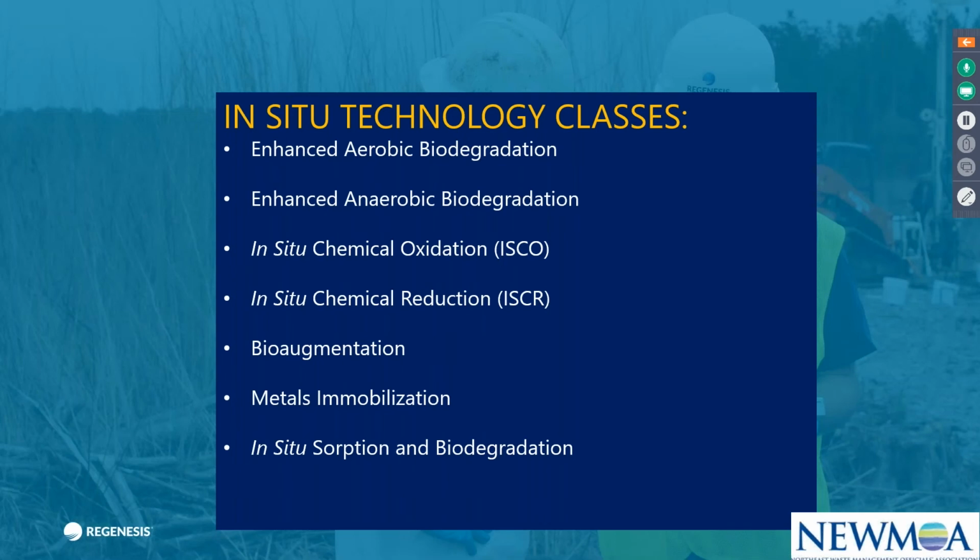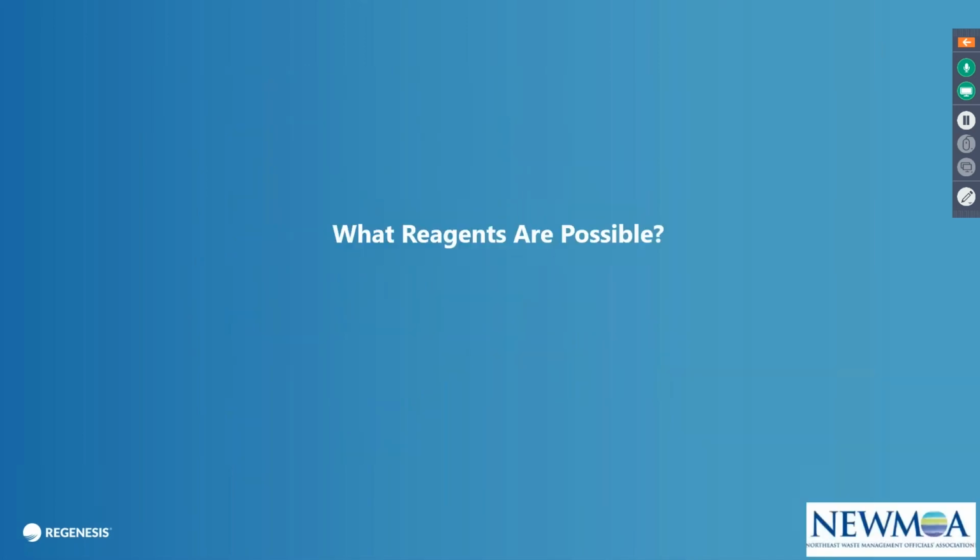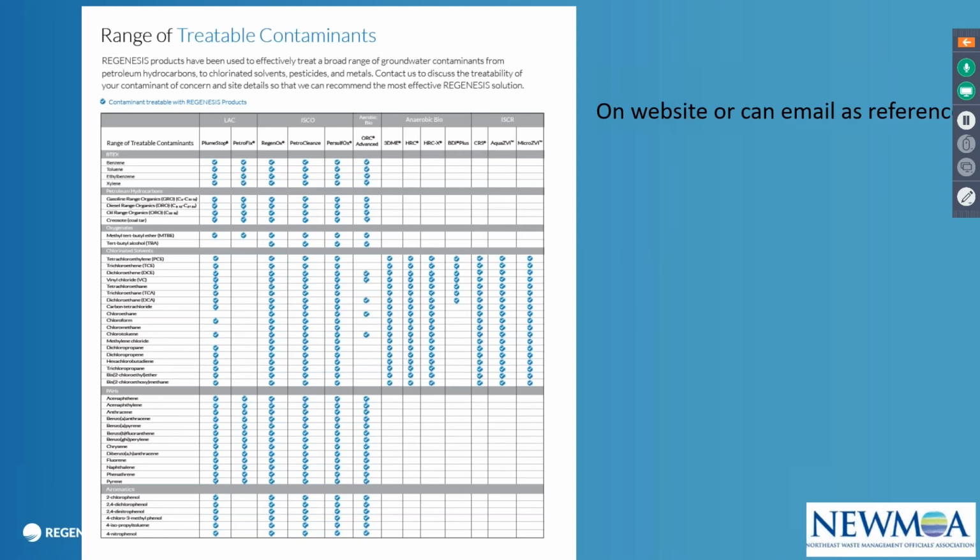Technology classes have already been identified. I'm pretty much staying focused on the in situ type applications. Information that we need: the site characteristics, contaminant concentrations, treatment goals, times, these kinds of things. But just walking through the logic, if you're talking to a vendor, what's the first thing you look at? Okay, what are the contaminants? What reagents are possible? And no one is intended to actually read this, but the whole idea is, what classes of contaminants do you have? What are my options? Is ISCO an option? Is in situ reduction an option?